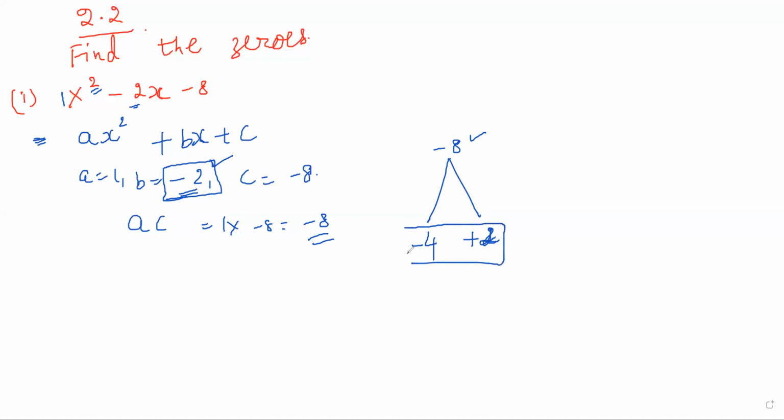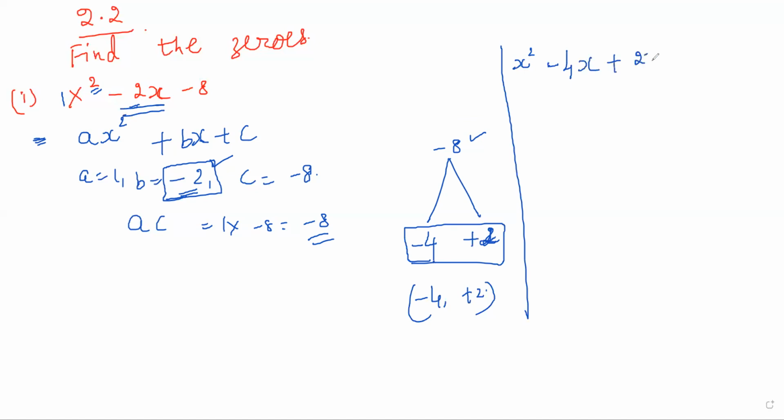So by using these two numbers, we are going to split the middle term. Write the first term as it is, children: x square as it is. Which are the two numbers here? Plus 2 and minus 4. So use these two numbers. In place of minus 2x, I am writing minus 4x plus 2x, and minus 8 as it is.